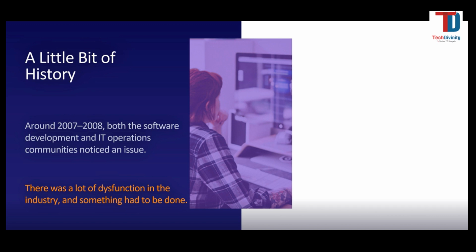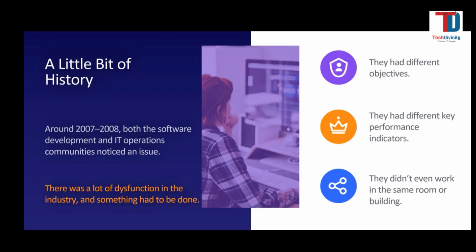The two communities had different objectives. One was trying to write software as fast as possible and provide customers with solutions, while the other was trying to make sure nothing goes wrong with the hardware running that software. They had different KPIs or key performance indicators, and they probably didn't even work in the same room or in the same building in some larger organizations. The two teams just didn't work together at all. And it resulted in unhappy customers.